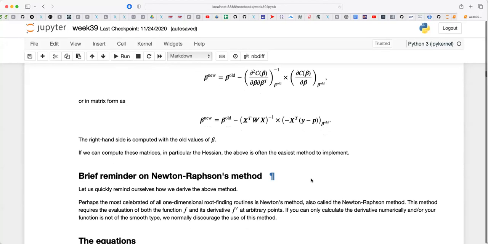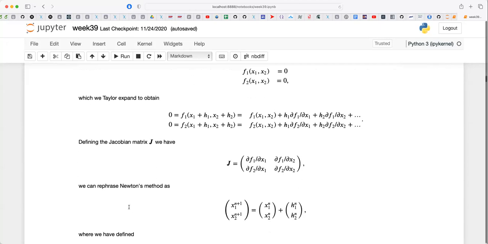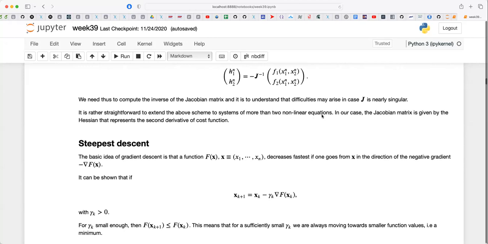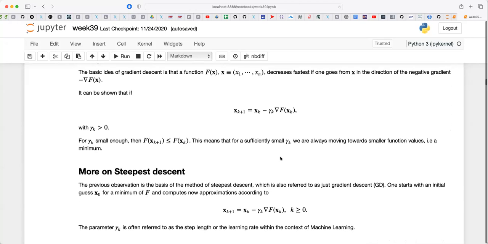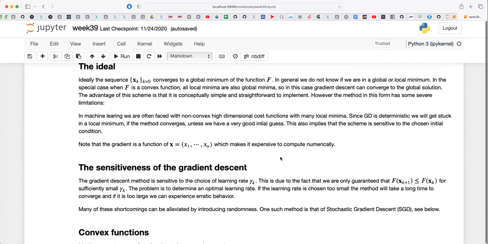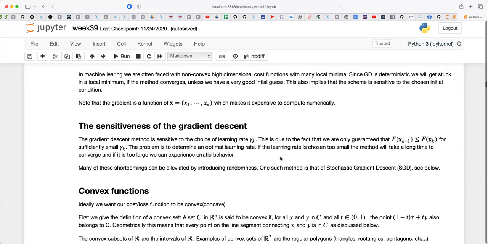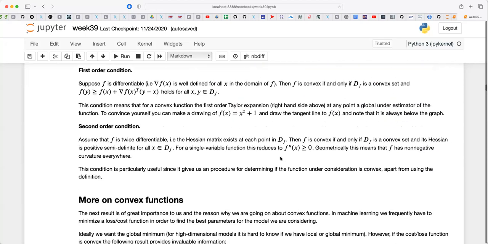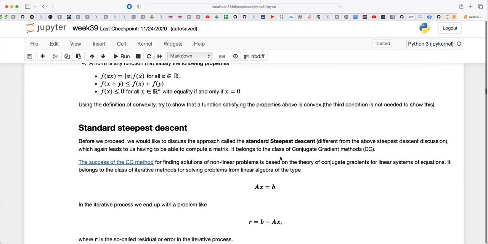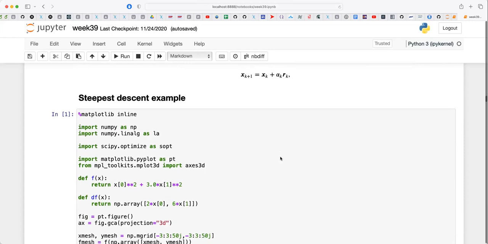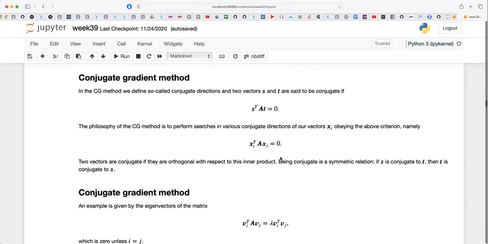In the slides, what you will find, in addition to some basics about Newton's method and so on, you can see the things here which relate to the Hessian. Here we have steepest descent, which is another widely used method, but that requires that you can actually calculate the Hessian matrix and multiply it with the gradients. In addition there are things about convex functions, which I will leave to you. Here's the derivation of the steepest descent. And I wanted to move down a little bit.